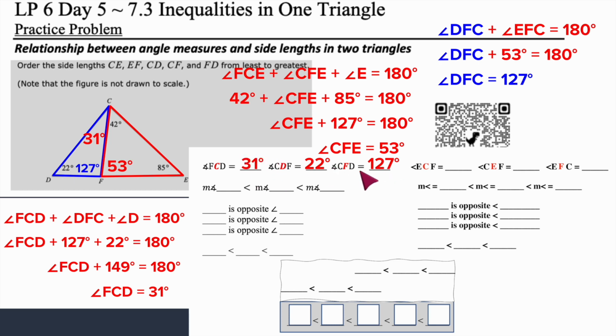So we're just going to put them in order. So which one is the smallest one? Well, that's 22. So that's CDF, right? And then 31 is the next one, which is FCD. And then the largest is that 127, which is CFD.